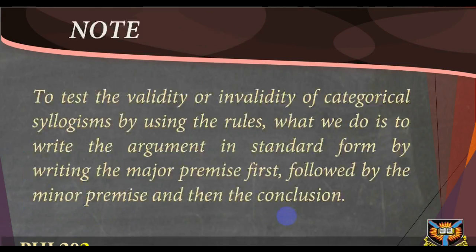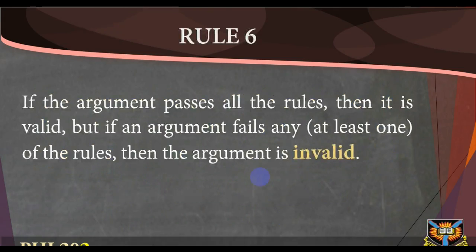To test the validity or invalidity of categorical syllogisms by using the rules, what we do is to write the argument in standard form by writing the major premise first, followed by the minor premise, and then the conclusion. After this, we apply the rules to the argument one after the other. If the argument passes all the rules, then it is valid. But if an argument fails any, at least one, of the rules, then the argument is invalid.